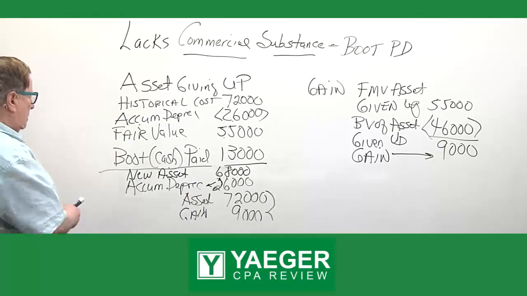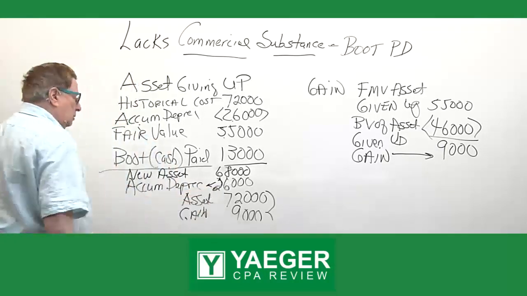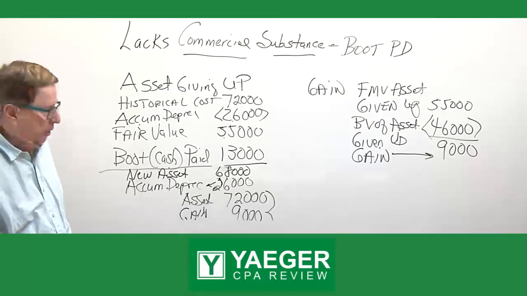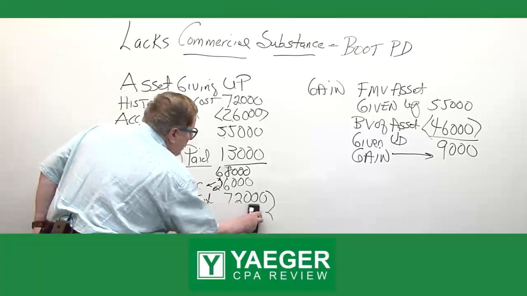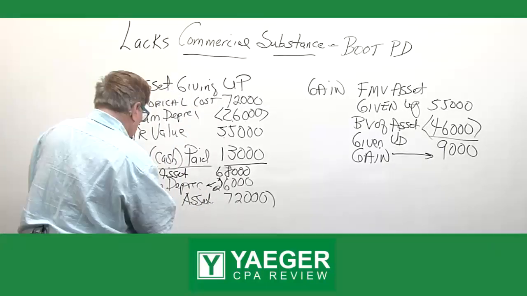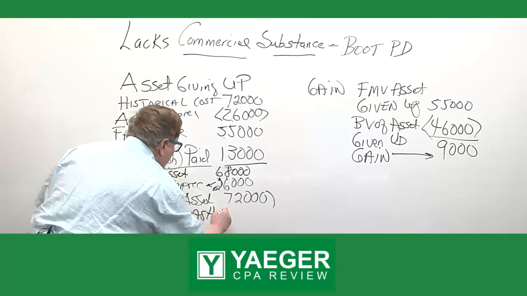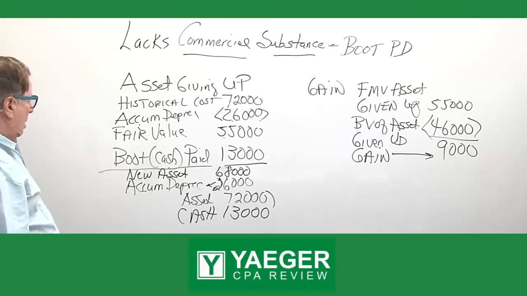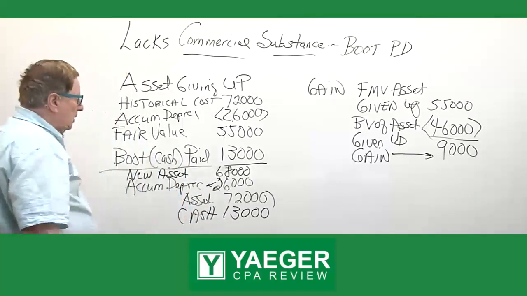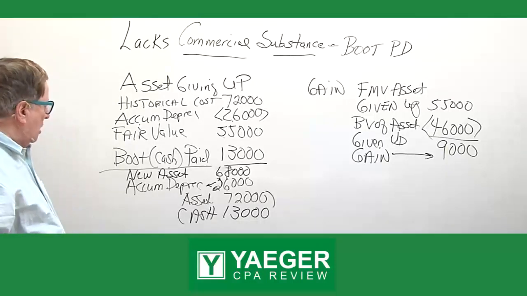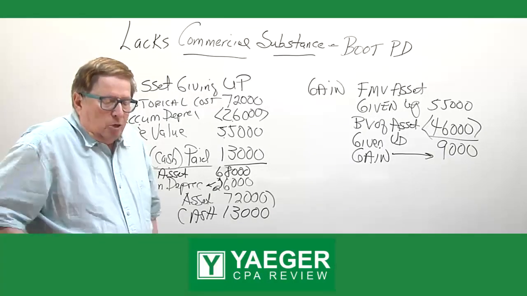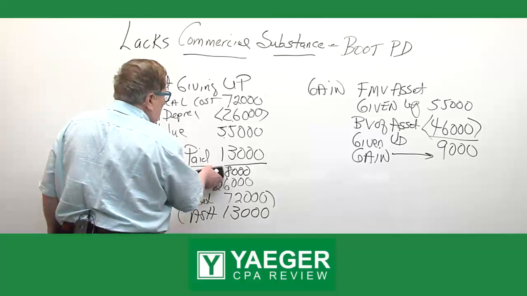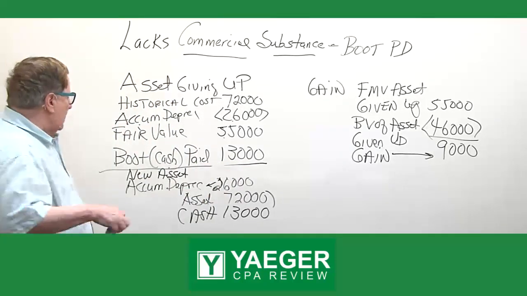So in our transaction, we'll debit accumulated depreciation 26, credit the asset given up 72, and credit the cash for $13,000. Now we'll make our entry balance. We have credits of 85, debits of accumulated depreciation of 26. What do we need to make the entry balance? We need a plug, and the plug is $59,000.